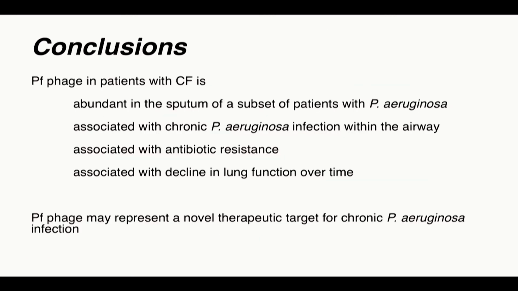So in conclusion, we know that PF phage in patients with CF is abundant in the sputum of a subset of our patients with Pseudomonas aeruginosa. It's associated with chronic Pseudomonas infection within the airway. It's associated with antibiotic resistance and associated with the decline in lung function over time. And we think that phage may represent a novel therapeutic target so that we can treat or even prevent chronic Pseudomonas infection.